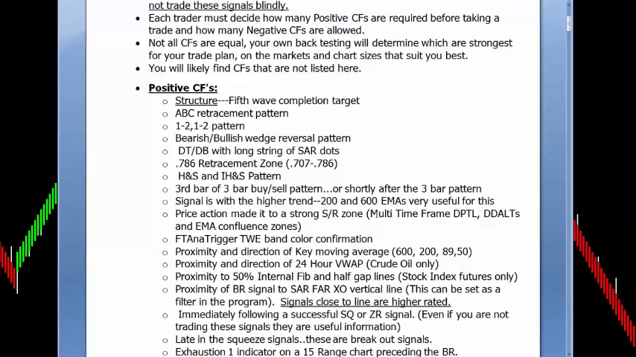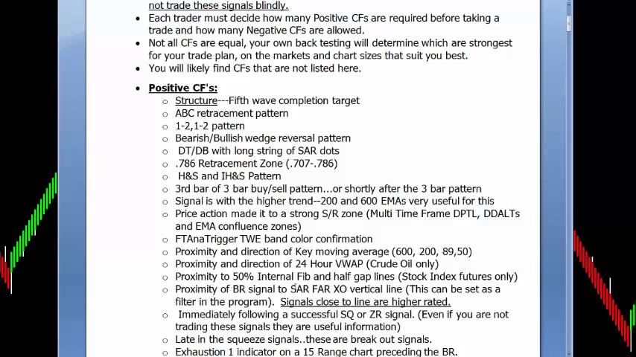I'm a big fan of the multi-time frame DBTLs and double DBTLs, particularly when these higher time frame EMAs get involved with those. The FT and a trigger, it's part of the package. It's just another trend confirmation tool. Proximity and direction of key moving averages, 600, 200, 89, and the 50 is what I use. Proximity and direction of 24-hour VWAP on crude oil. Proximity to the 50% internal fib and half gap lines. Stock index futures, I say only, although recently I've seen gold responding pretty good to those.